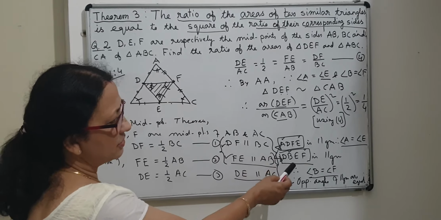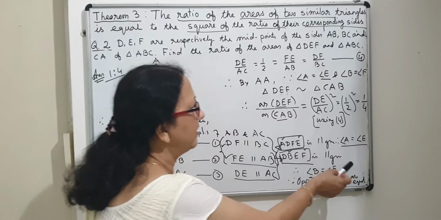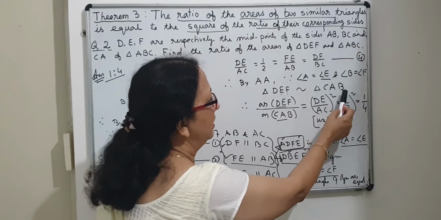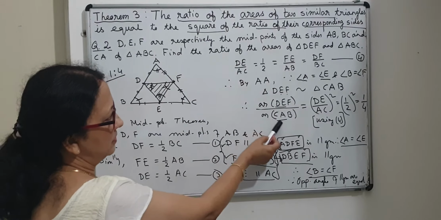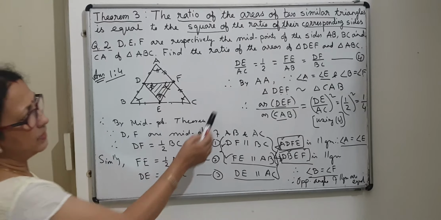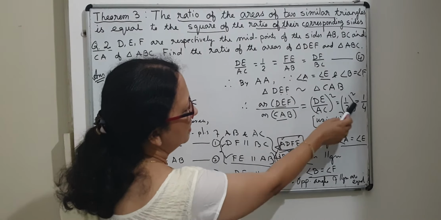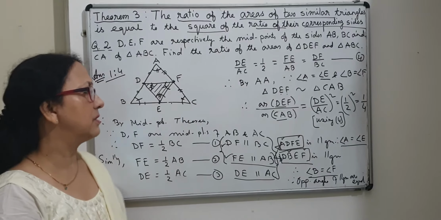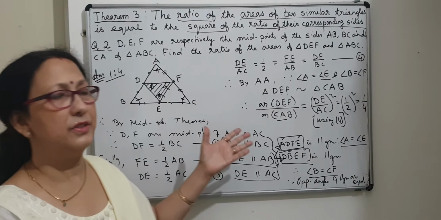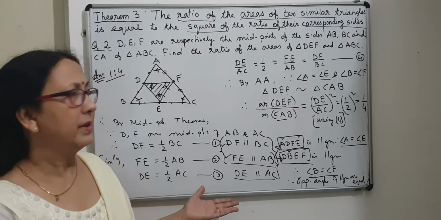So that opposite angles of the parallelogram are equal. From that I got the angle condition, and from this AA criterion I proved them to be similar. And again by the midpoint theorem the ratio of the sides should come out to be half. So this I have used here in this way. So this is a bit of an indirect question where you cannot apply these things directly. So okay.